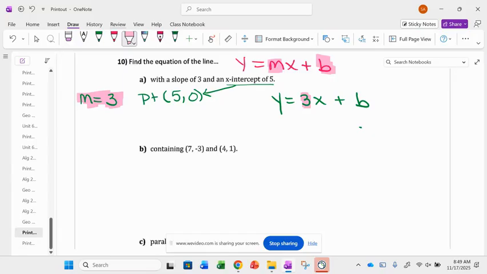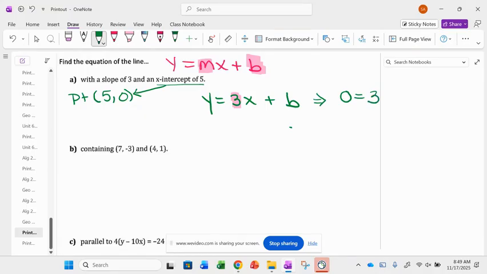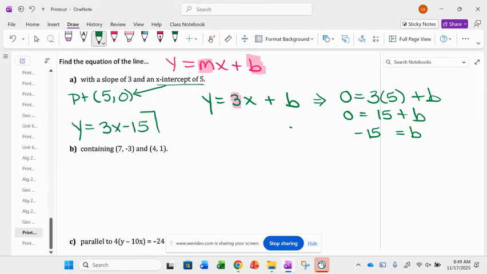So what I want to do is plug in the 5 for x, plug in the 0 for y, and then solve for b. So this is going to be 0 is equal to 3 times 5 plus b. So 0 is equal to 15 plus b. So what does b equal? Negative 15. So the equation of this line is going to be y equals 3x minus 15.